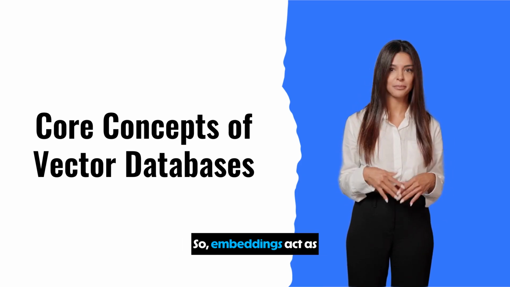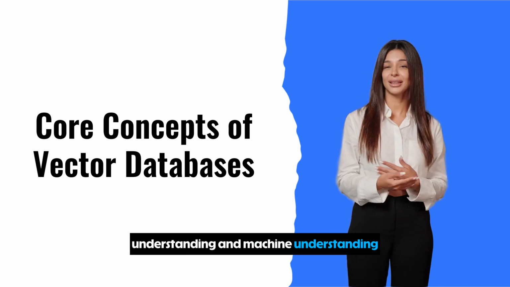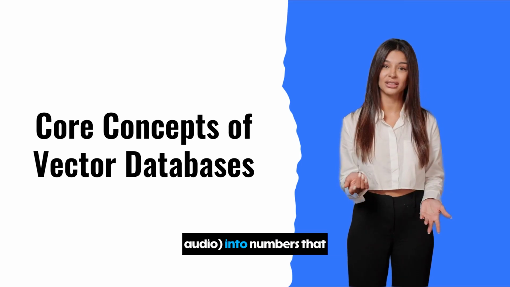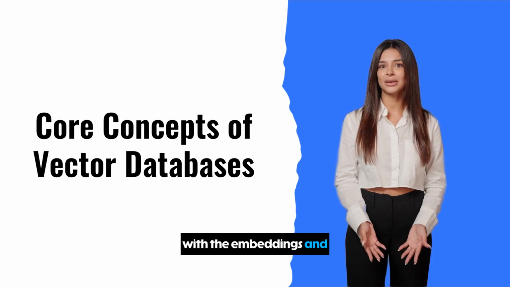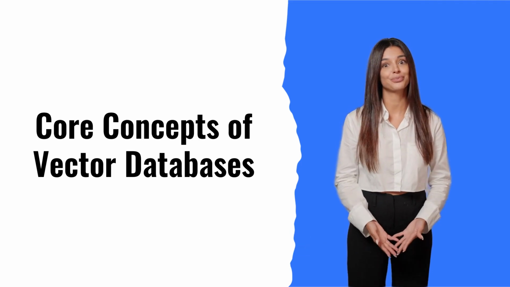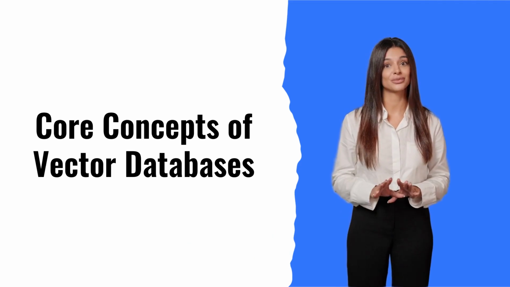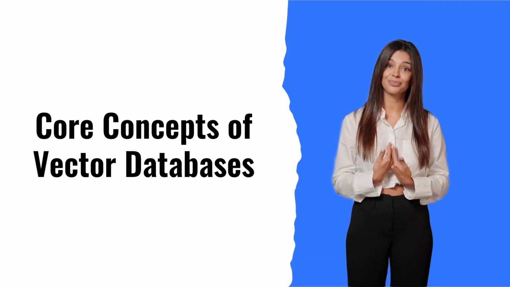So, embeddings act as a bridge between human understanding and machine understanding, turning everything, text, image, audio, into numbers that carry meaning. Trust you are clear with the embeddings and the models used in each embedding. So the concept is the same, but the models are different for each embedding. Let's move on to the next concept called similarity measures.